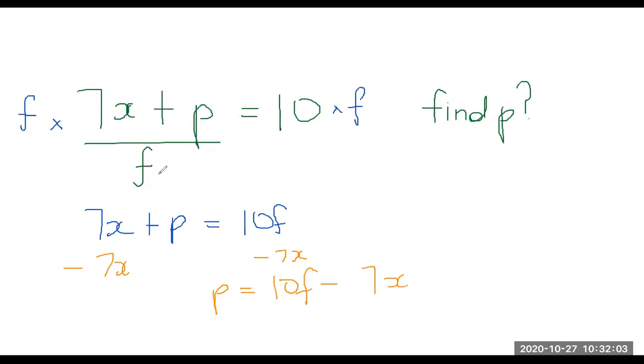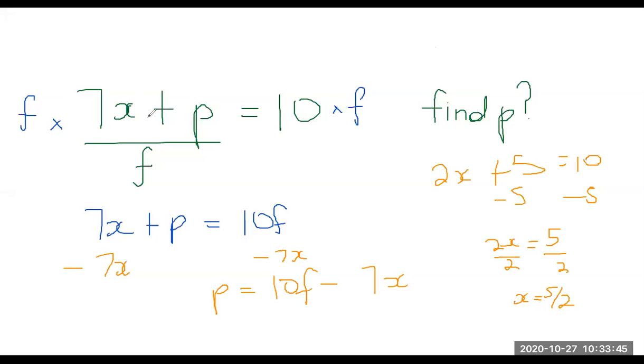So I want to get rid of the denominator first. Since it was dividing by f, I multiplied by f. Whatever you do on one side, you do on the other side. So it's 10f. And then I did the additive inverse, minus 7x from both sides, so I could have p by itself. For this question right here, I could have asked you, what is f?